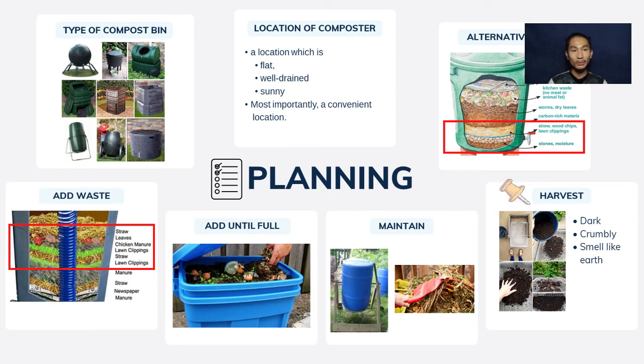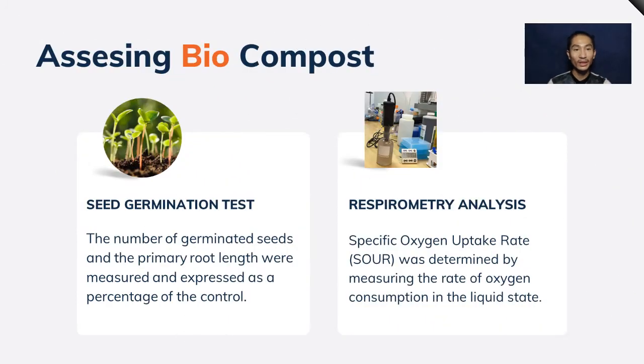And lastly will be the harvest. So how do we know when we want to harvest our compost bin? We can look at the result of the soil. It will be dark, crumbly, and it will smell like earth. So that is the seventh step of planning the compost bin. So we pick the type of compost bin, and then we think of the location, and then we put the alternative layer, and then we add waste until it's full, and then we maintain it, and then we can harvest it.